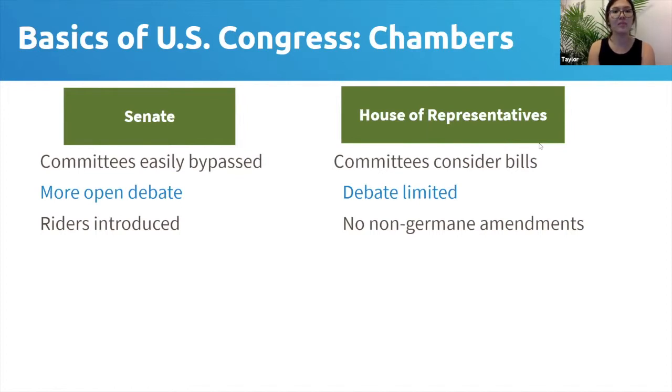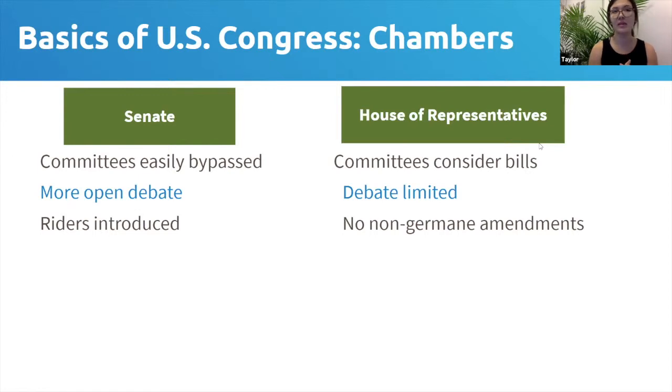So in the Senate, if you're majority leader, you can easily bypass committees, meaning that if Mitch McConnell wants to bring a bill to the floor, he can bring a bill to the floor whenever he wants. He can more easily bypass the committees that it would otherwise go through, which is definitely different to the House of Representatives, where the committees consider the bills in their small space.